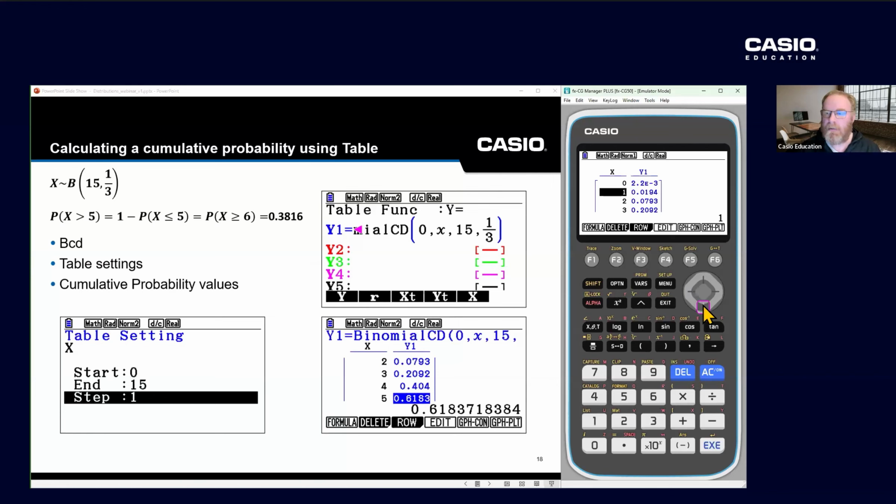And then I can scroll down to get the value that I want to subtract from 1. Okay. You can extract values from a table. It's a little bit complicated because the table is actually presented as a matrix. So I won't show you how to do that.